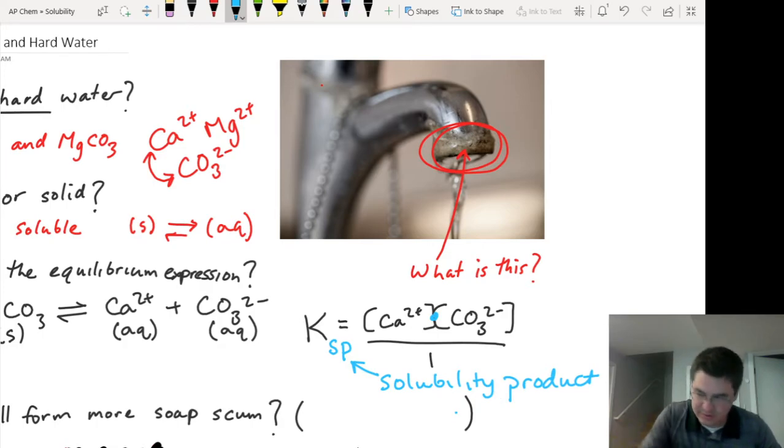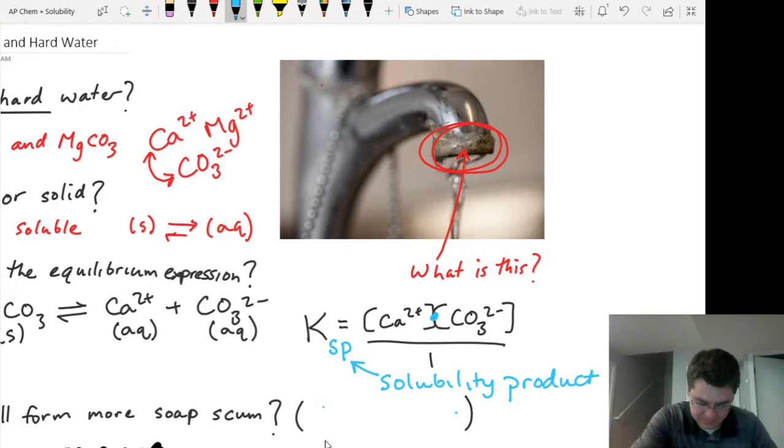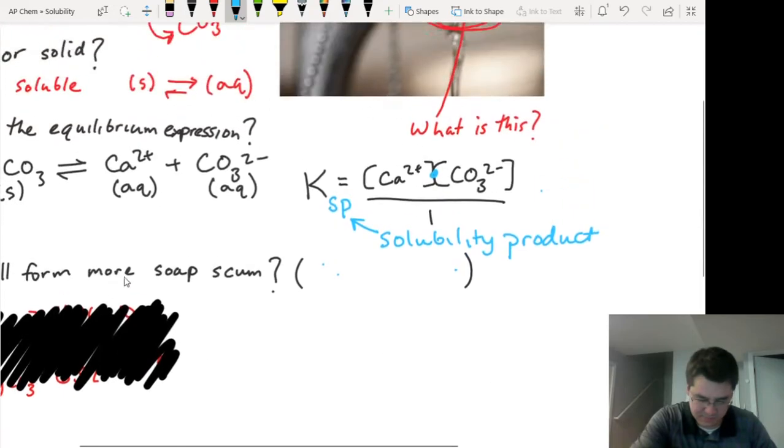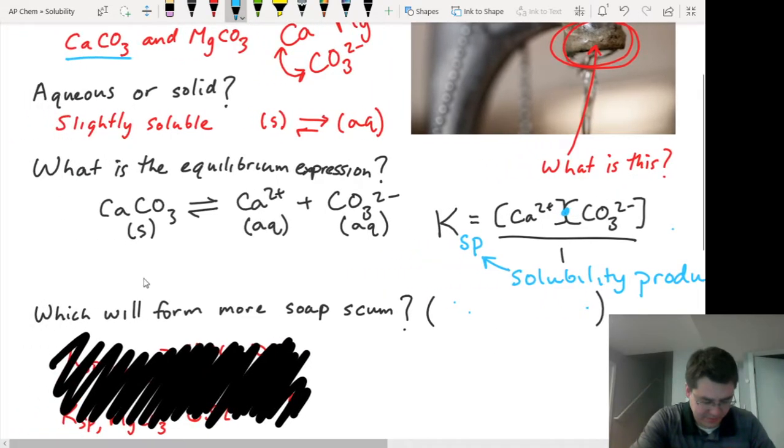But let me scroll over. Sorry. Where's my scroll bar? Oh, there we go. This is not working. There we go.